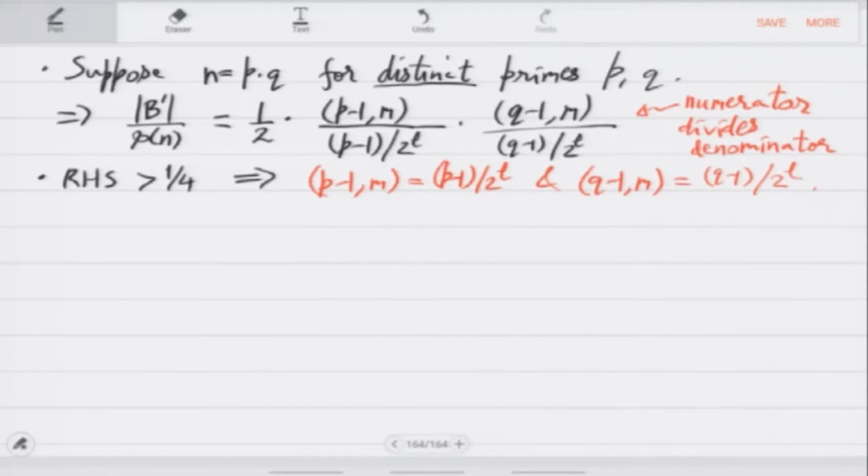Okay. So let us call this (p minus 1) by 2 raised to L, p prime. So let (p minus 1) divided by 2 raised to L be p prime and (q minus 1) divided by 2 raised to L be q prime. Both are odd.